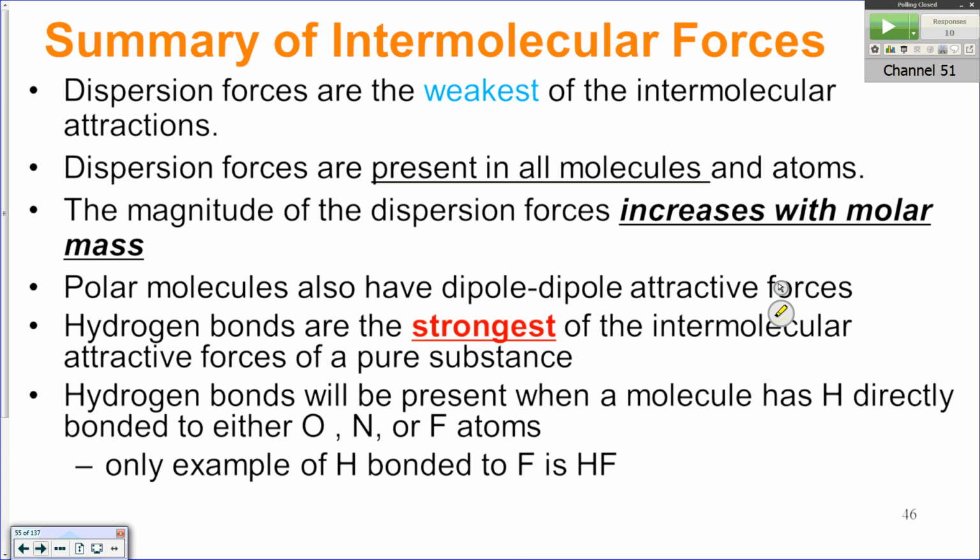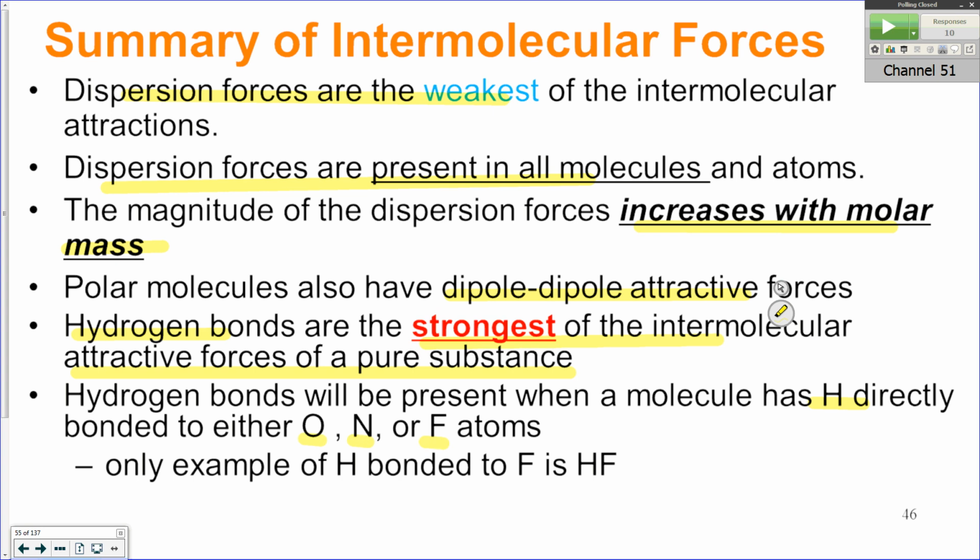Okay, so if we summarize these 4 types of interactions, the dispersion forces are the weakest of these. They're present in everything, and they tend to get bigger as the size of the molecule gets bigger. Polar molecules have dipole attractive forces between them. Hydrogen bonds are the strongest of the intermolecular forces that we have between pure substances. Again, the ion dipole is not a pure substance. It's a solute-solvent mixture. Hydrogen bonds are present whenever we have hydrogen connected to one of the 3: oxygen, nitrogen, or fluorine.